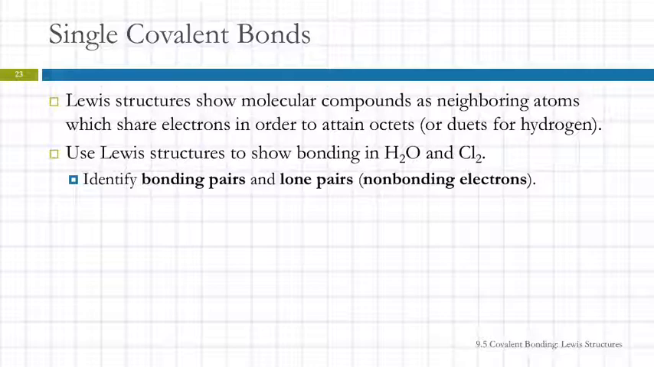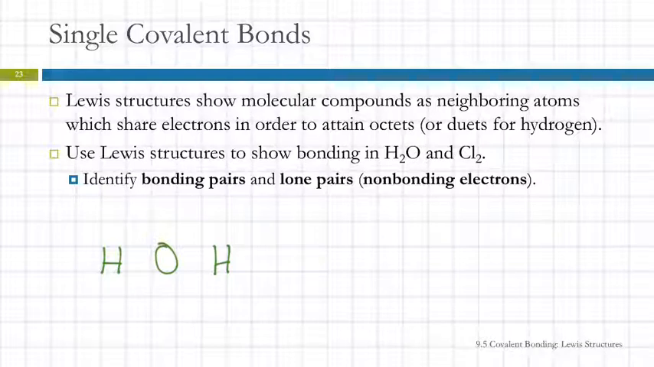So let's look at water and chlorine, and we'll draw the Lewis structures and see how that works. So let me get back to regular colors here. For water, we've got 2 hydrogens and an oxygen. We'll learn in a few minutes how we decide to put those together, but I've done this before. So I know that the oxygen goes in the middle. So put the oxygen in the middle and a hydrogen on both sides.